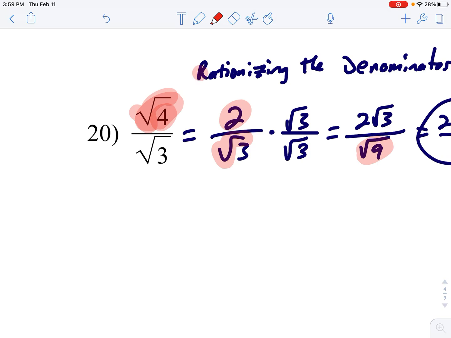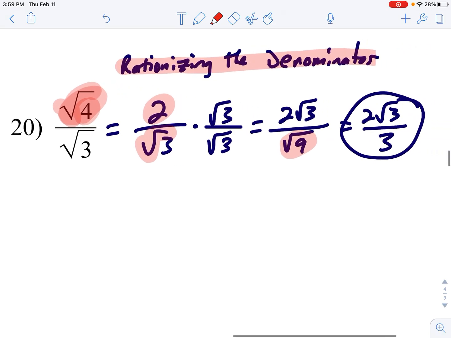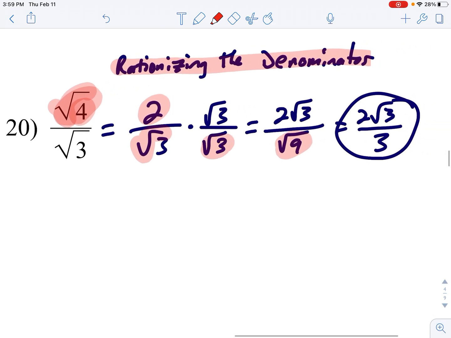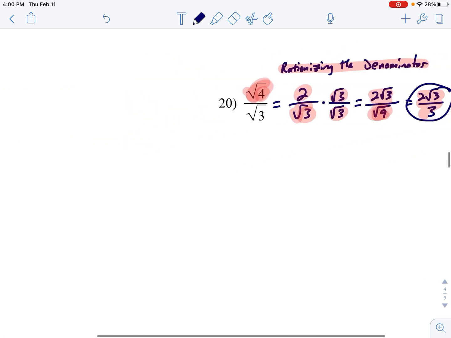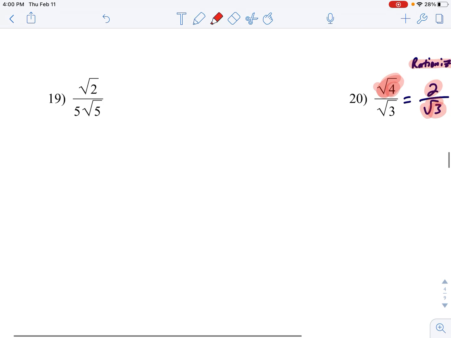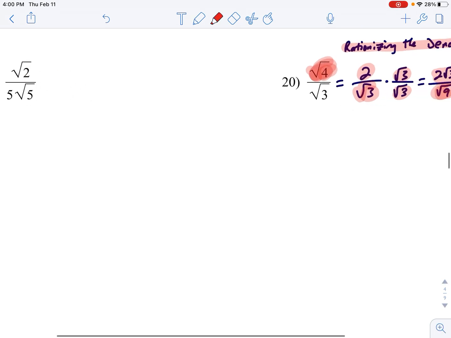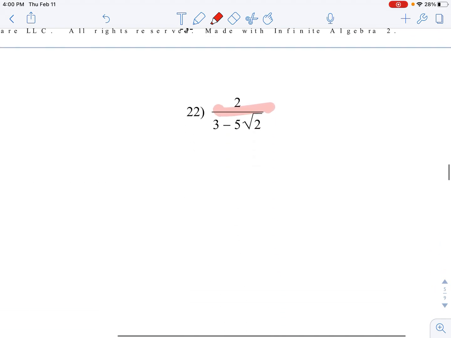After that, I got into rationalizing the denominator. So multiply the denominator by itself, but you also have to do the same thing to the numerator. From there, it just sort of simplifies and works out. So number 19 is going to be kind of like that for you, except I had the square root of 4, which simplified. You don't. But yeah, it should still work out.